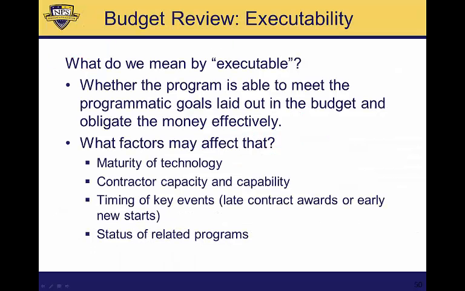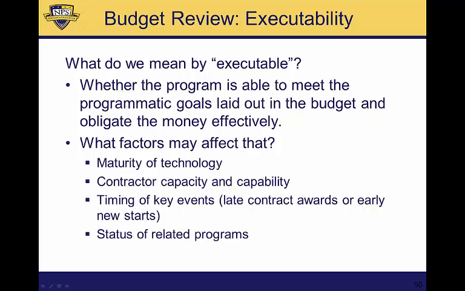Criteria 3 is executability. Executability is just asking whether or not this program can do what it claims it's going to do. And there are a number of things that could affect that. The maturity of the technology, contractor capacity and capability. If you're budgeting for less than the production line's minimum sustaining rate, that's not executable. Similarly, if you're budgeting for more than their maximum rate of production, that's not executable.